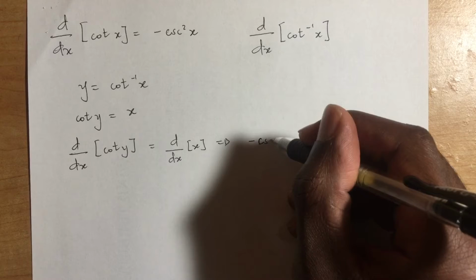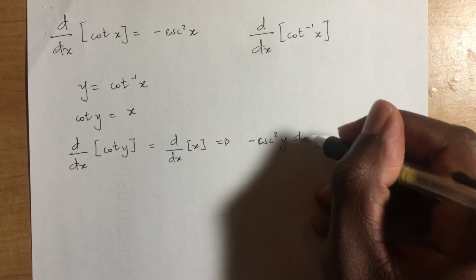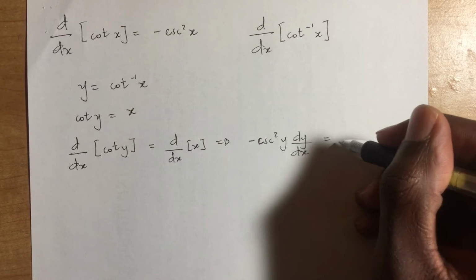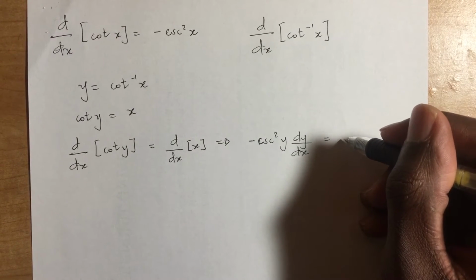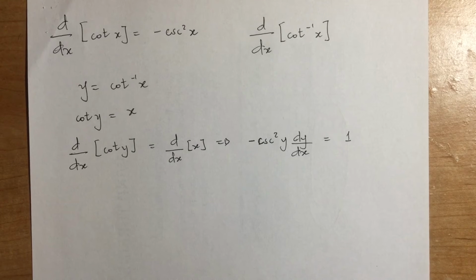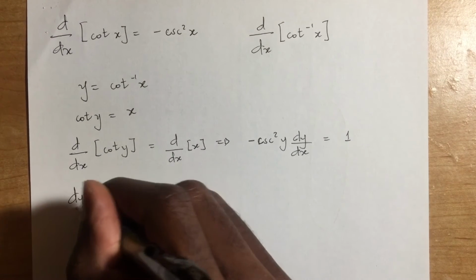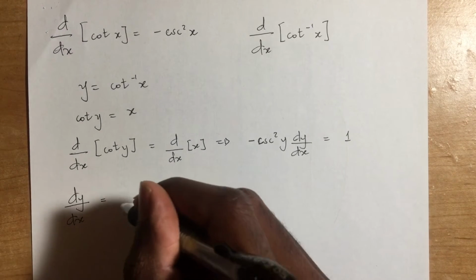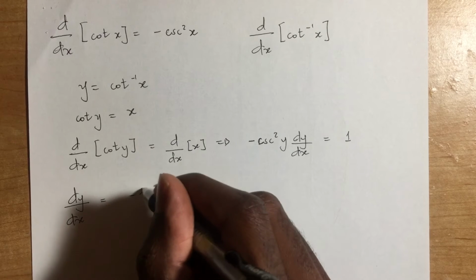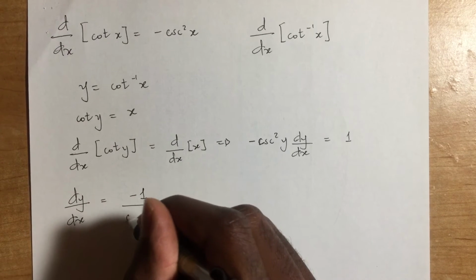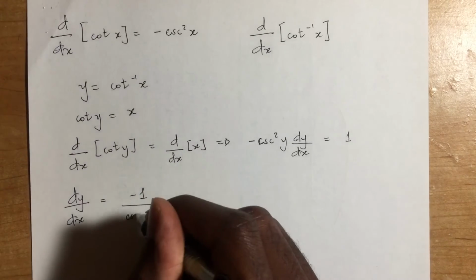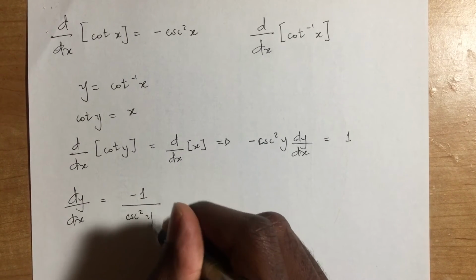negative cosecant squared of y dy dx, and this is implicit differentiation, equals, if you differentiate x with respect to x, 1, right? And then from here, we want to rewrite this in such a way that dy dx stands by itself on one side of the equal sign. So we're going to end up with dy dx equals negative 1 all over cosecant squared of y.